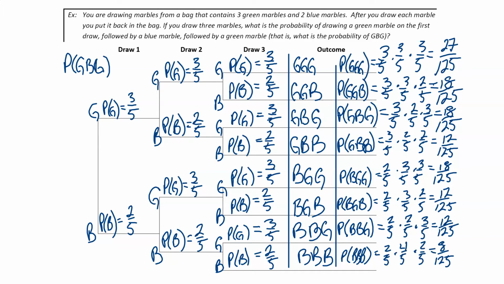Now going back to our initial question of what's the probability of green, blue, green, if we follow through that path in the tree, green, blue, green, the probability is 18 out of 125.